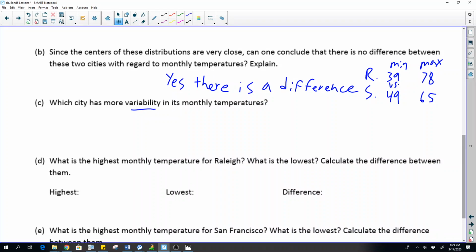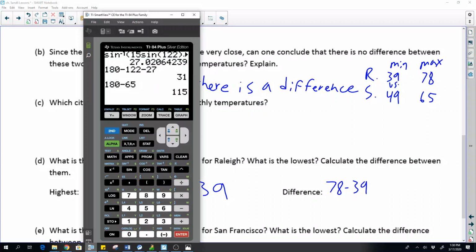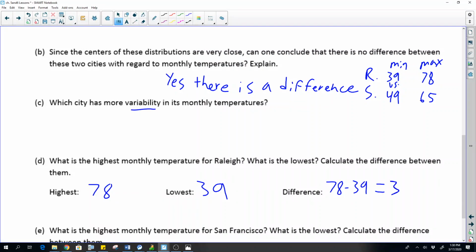And so the highest monthly temperature for Raleigh, what is the lowest? Again, for Raleigh, the highest was 78 and the lowest was 39. What's their difference? 78 minus 39 is 39. So you do the same for San Francisco. I'm going to guess that 65 and 49 are not as far apart as for Raleigh. So we're going to say that Raleigh has a greater variability. And really it's because Raleigh has the greater range.